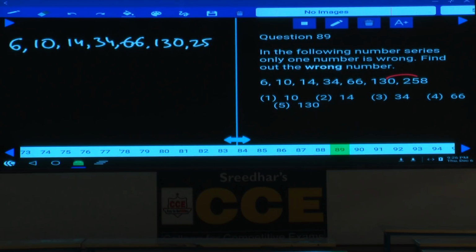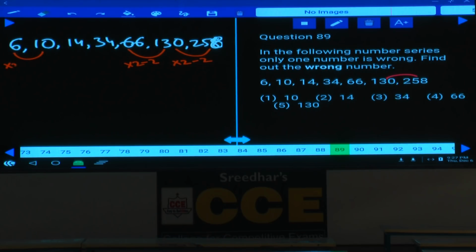Now 258. In the case of combination, we should always check the highest pair. What is the highest number here? 130 and 258 can be written as into 2 minus 2. Now 66 and 130: 66 into 2 is 132, again minus 2. Now each of these numbers is into 2 minus 2.